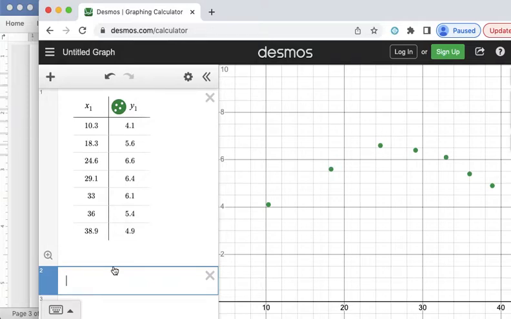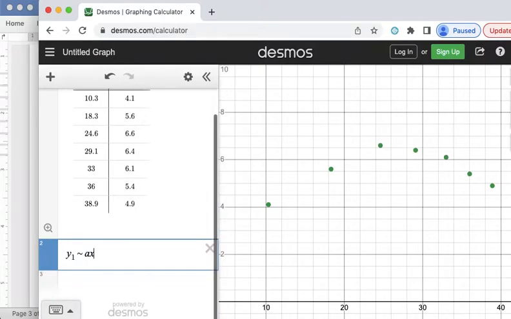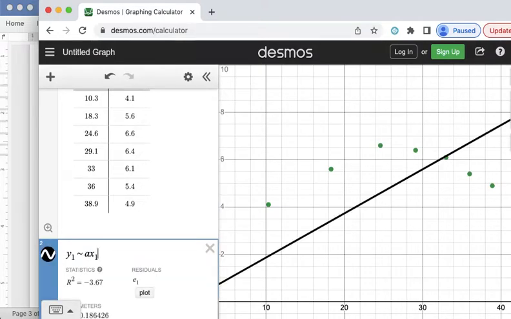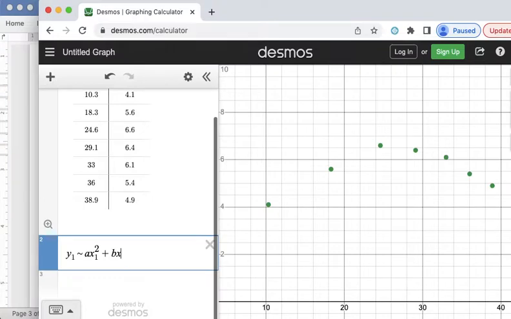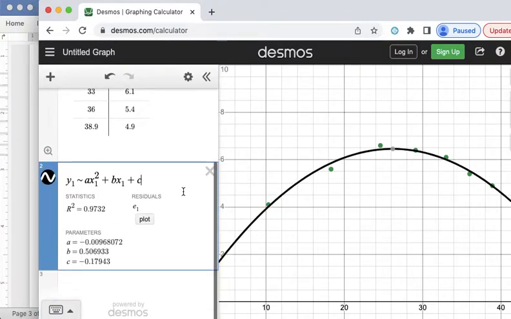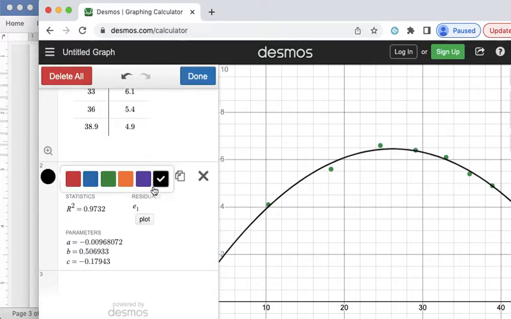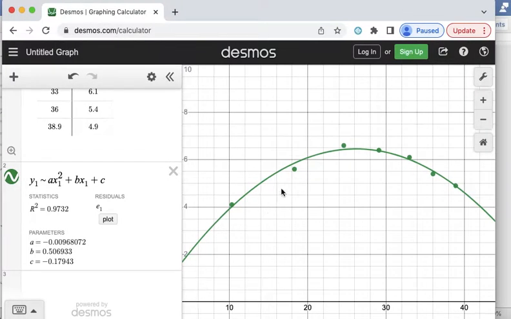I'm going to type in y1 approximately ax1 squared. Type the 1 first and then the squared. And then plus bx1. Make sure that you get the 1s on both x's or it's not going to work right. And then plus c. So I see here, this is my parabola. Let me change the color so that they match real quick. So this is my parabola of best fit.